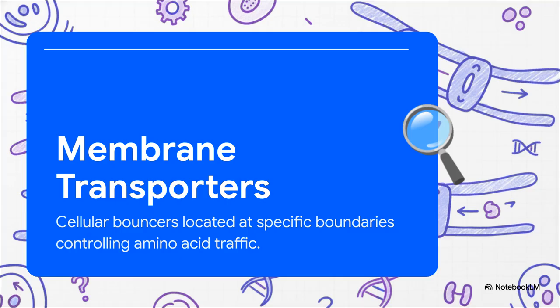Others are at the basolateral membrane, acting as the exit door to move things safely into the bloodstream. And some, they're deep inside the cell, guarding the delicate microenvironments of lysosomes or mitochondria. The crucial takeaway here is that when one of these specific bouncers fails, amino acids pile up exactly where they shouldn't be. And that localized traffic jam, that's what sparks a cascade of unique systemic failures.